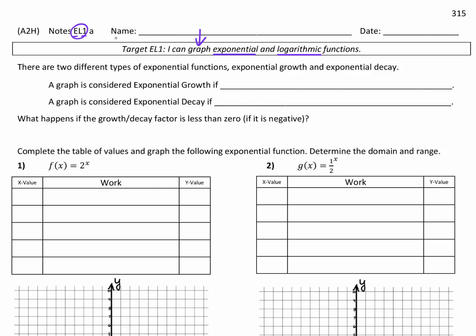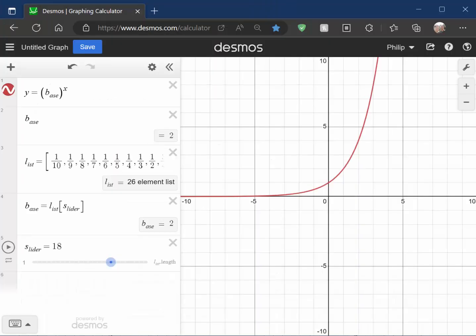All right, there are two different types of exponential functions. There's exponential growth, and then there's exponential decay. And it's helpful to kind of see the difference between the two. So I made a little Desmos graph to kind of show you that it's all about the base. It's all about what number that exponent gets attached to.